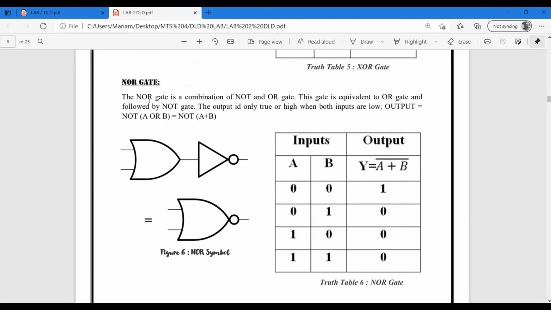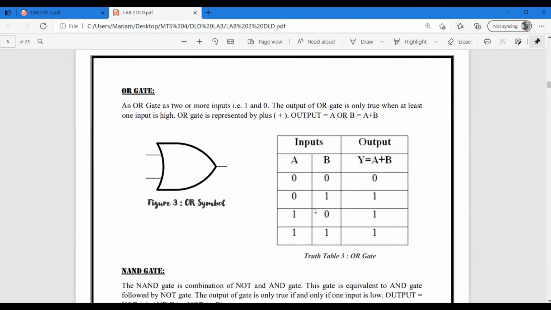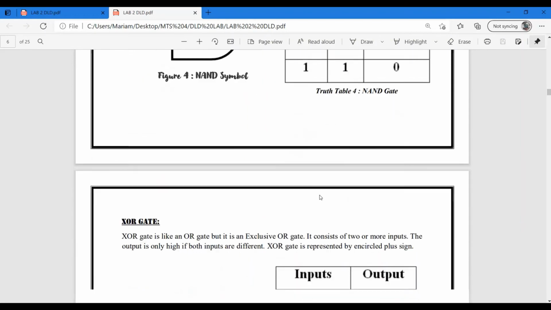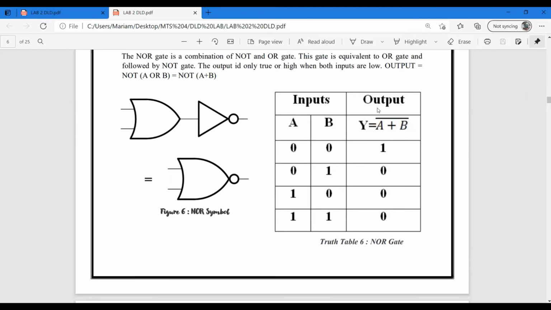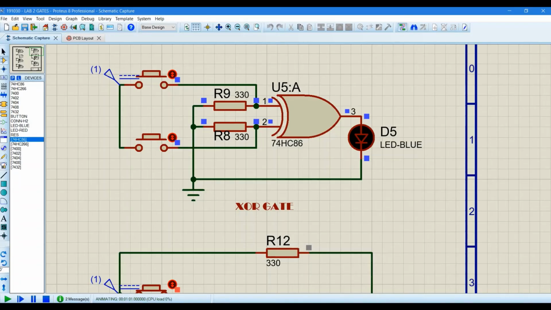Let's get into the next gate, NOR gate. This NOR gate is a combination of NOT and OR. In this, the OR output is reversed by the NOT gate. As in OR gate, when only a single input is at high state, the output is at high state. But as it contains a NOT gate, it gets the reverse of it. Like at input, at least one input is at high state, but the output is at low state because the NOT gate gets the reverse of it. Let's get into a simulation.